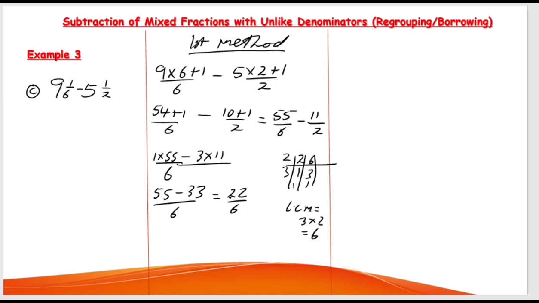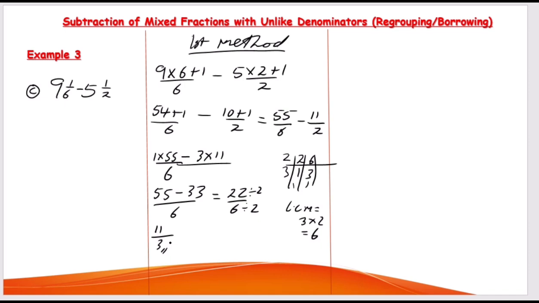I can still reduce further. What number can I use to reduce without a remainder? 2. So let's divide this number by 2. 2 can go in 22 how many times? 11 times. 2 can go in 6 how many times? 3 times. So this is our answer in fraction.